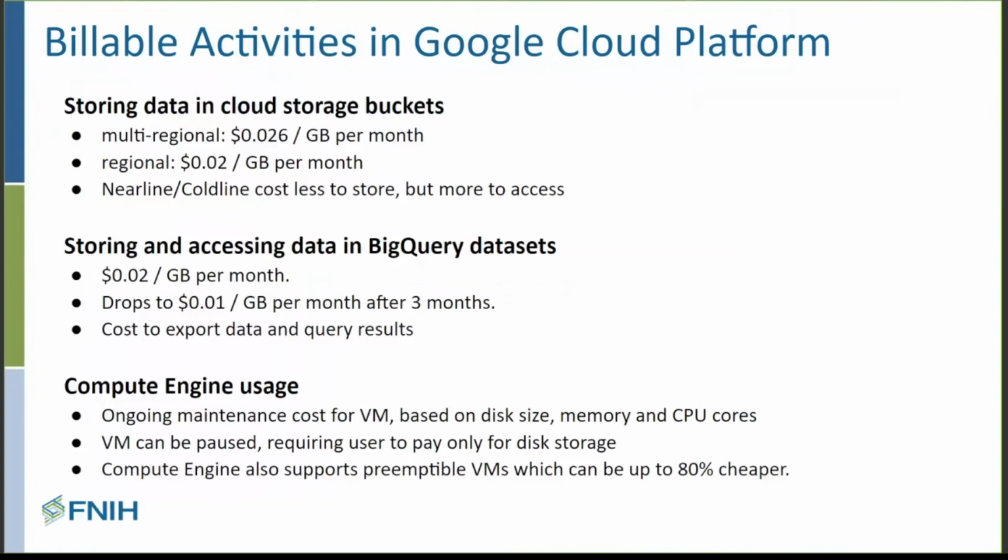So as I mentioned, there are billable activities, and it does cost money to use the Google Cloud Platform. Of the features that we talked about, there is a cost associated with storing data in the cloud storage buckets. There are nearline and coldline storage options available, which cost more money to access the data, but cost less money to store the data. So on AMP-PD, we use a number of different styles of storage to minimize the costs.